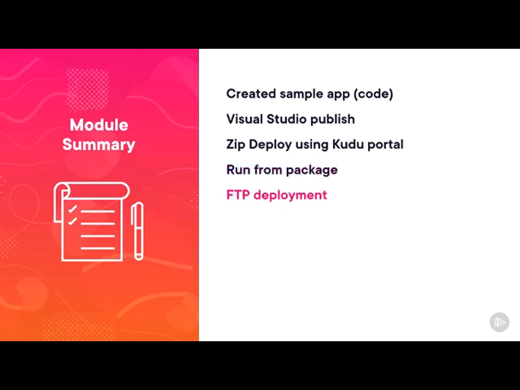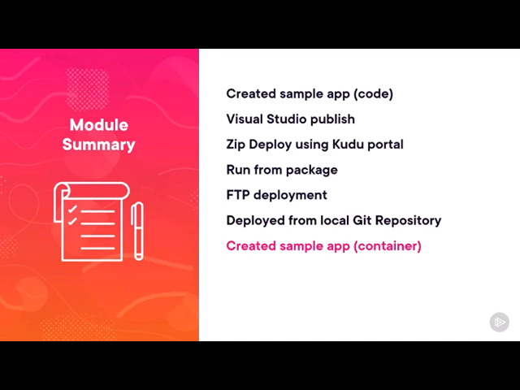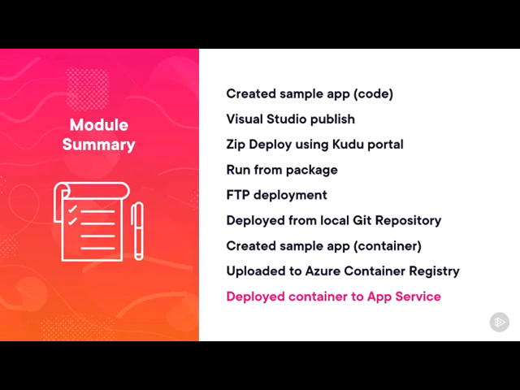After that, we used an FTP client to upload the code. Then we connected a local Git repository to a remote repository in Azure App Service, so App Service could build and deploy the application. Then we looked at deploying containers by first creating a sample application in Visual Studio, then creating a container registry and uploading containers to it. And finally, we configured an app service to pull the container from the Azure Container Registry.